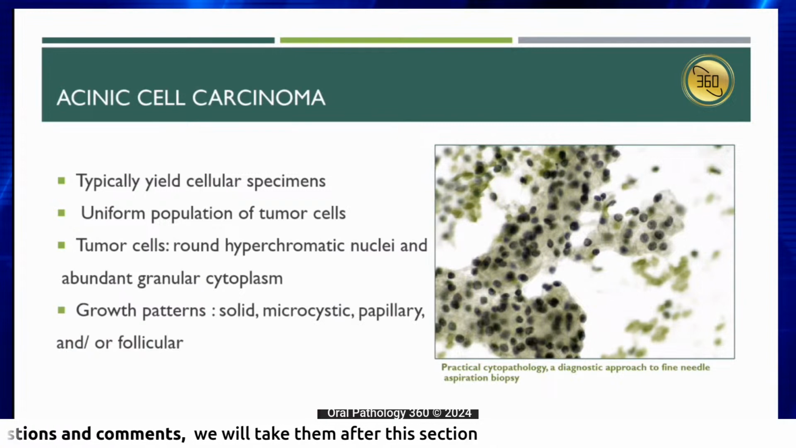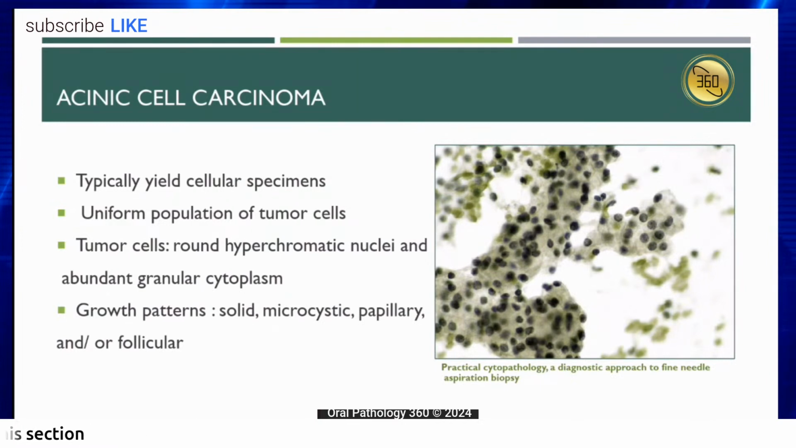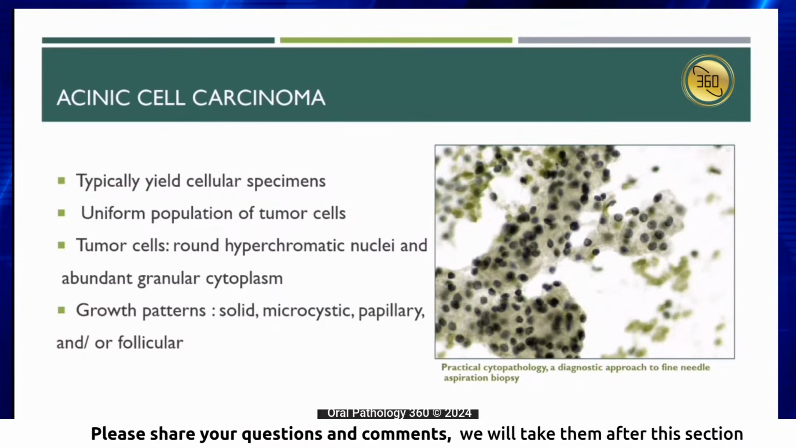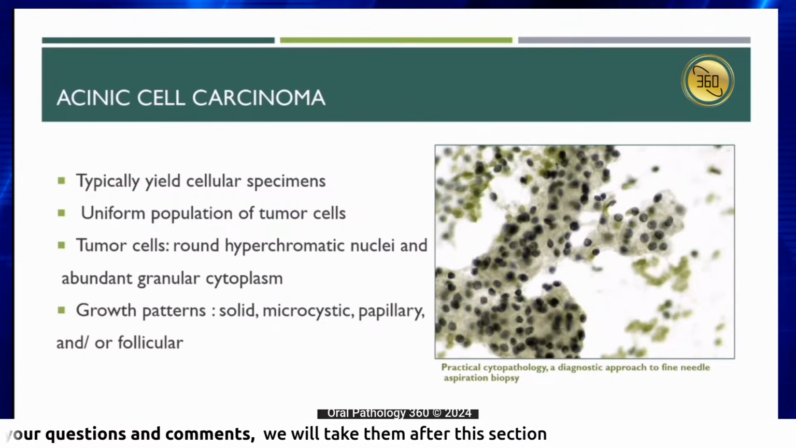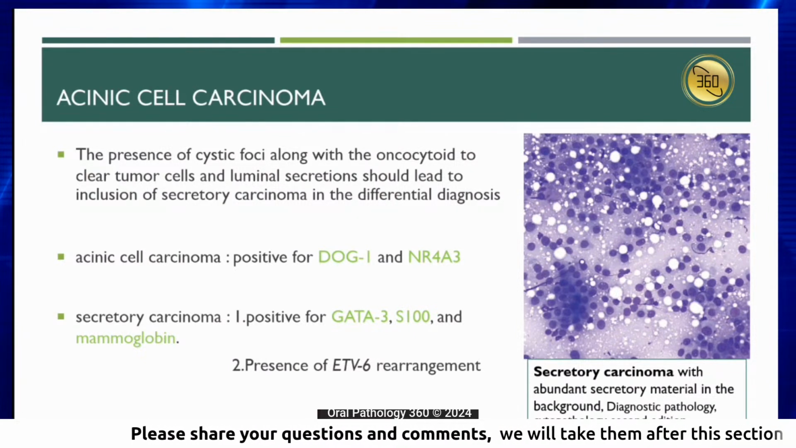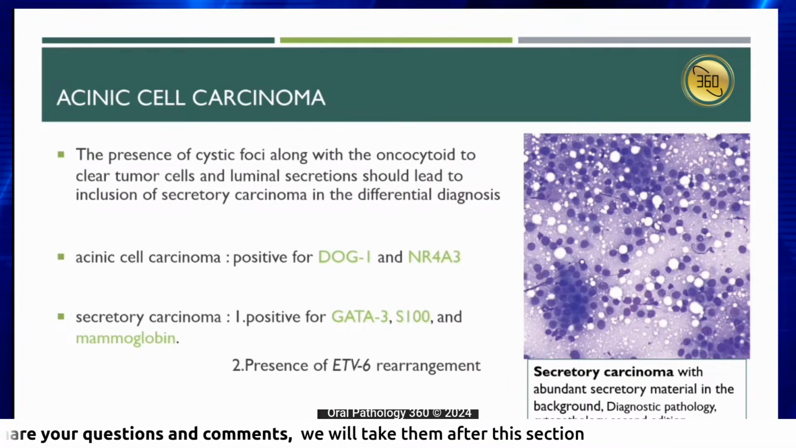Another oncocytic malignant neoplasm is acinic cell carcinoma. This tumor is cellular on cytologic smears, composed of uniform round and hyperchromatic nuclei with abundant granular cytoplasm. It may be seen in solid, microcystic, papillary or follicular patterns. Secretory carcinoma should be considered as a differential diagnosis for acinic cell carcinoma when cystic foci, oncocytoid tumor cells and luminal secretions are seen in the specimen.